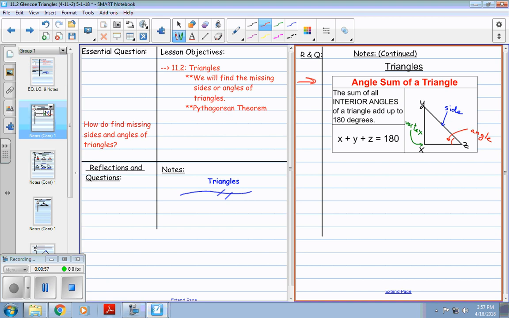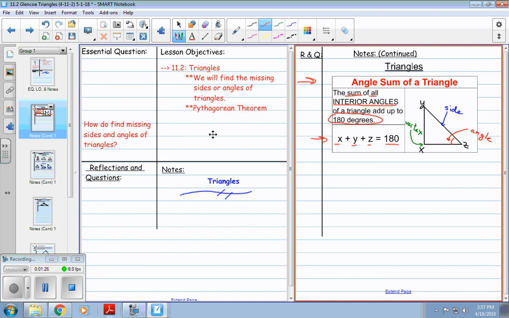And what that states is that the sum of all interior angles, so interior angles are the angles inside of the triangle, have to add up to 180 degrees. And this is that simple formula that gets created from it. So in our example triangle here, we have angle x, angle y, and angle z. And if you add up angle x, angle y, and angle z's dimensions in degrees, they have to equal 180 degrees.